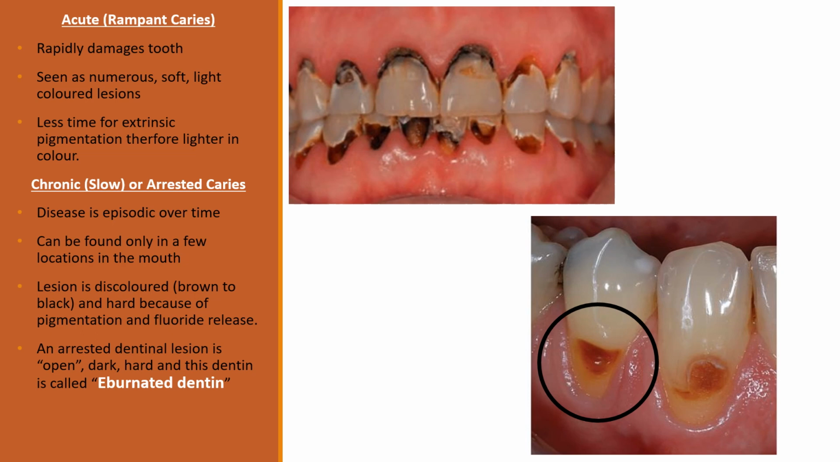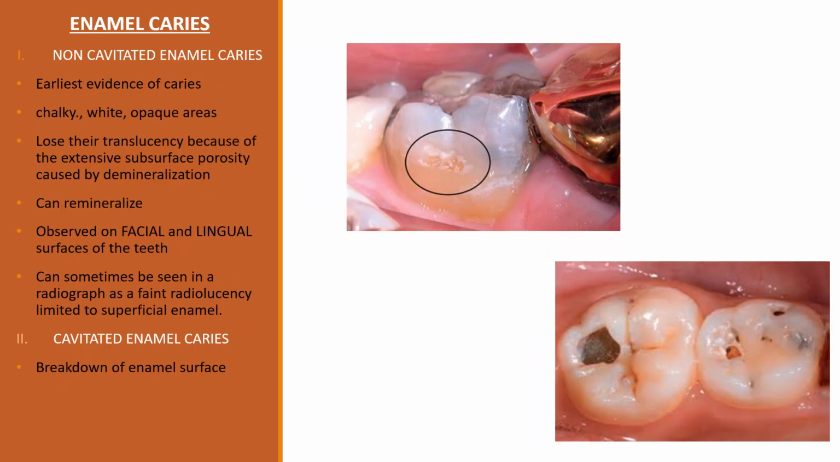And an arrested dentinal lesion is usually open, dark, hard, and this type of dentin is known as eburnated dentin. Based on the histological depth of penetration, caries can be defined as enamel caries or dentinal caries. Enamel caries is also of two types: non-cavitated enamel caries and cavitated enamel caries.